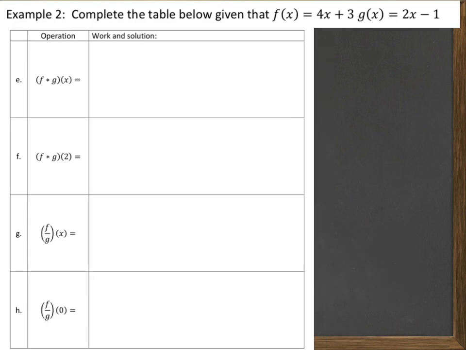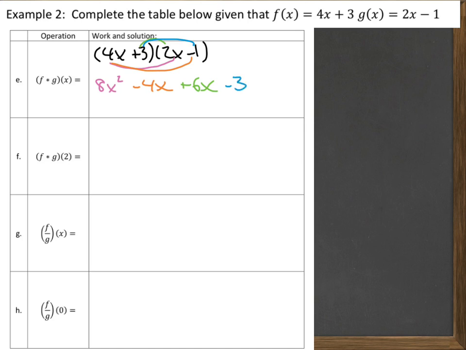All right, so let's do this last page. Now we're working on multiplication and division. Again, the functions are exactly the same. So we have 4x plus 3 times the quantity 2x minus 1. We're going to FOIL. So we have first, 4x times 2x is 8x squared. Then we have our outer terms, minus 4x. Then we have our inner terms, plus 6x. Then we have our last terms, that's minus 3.